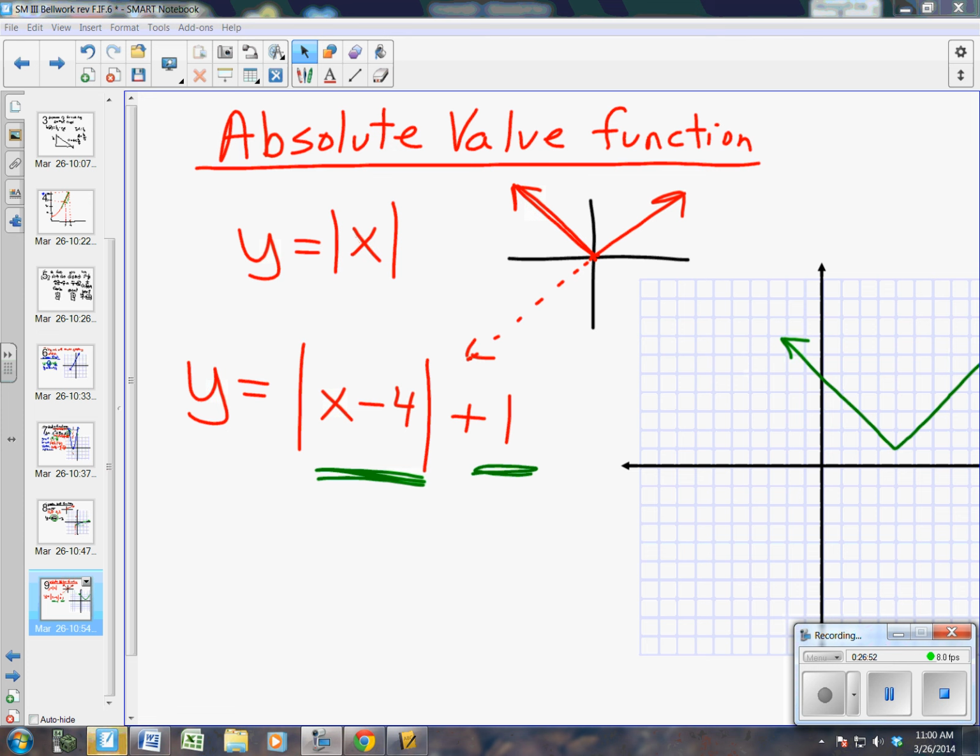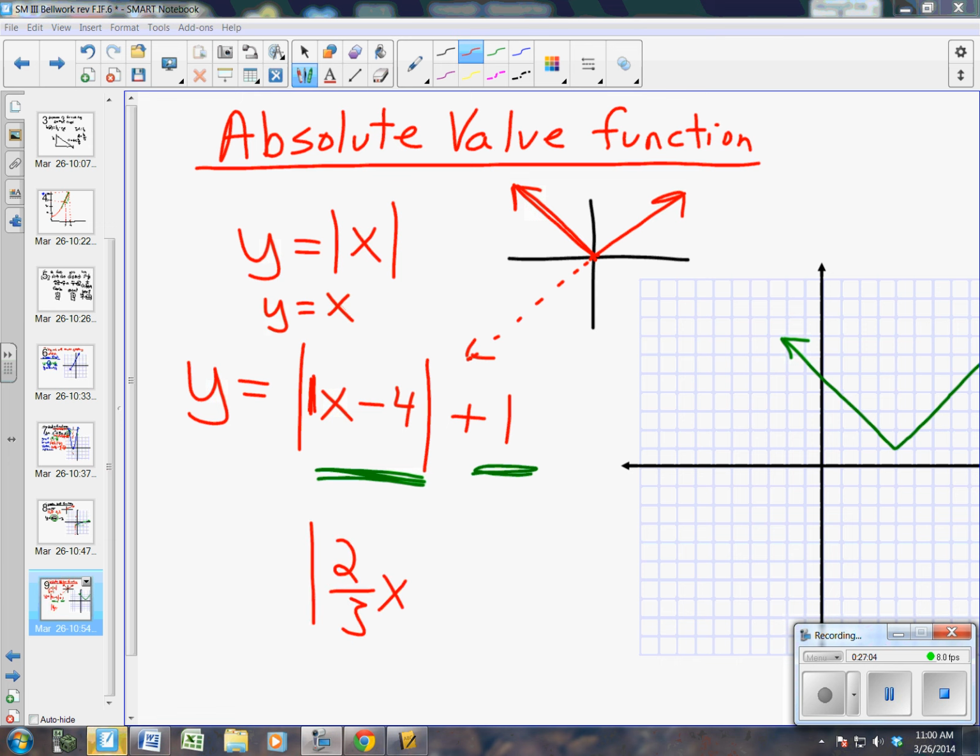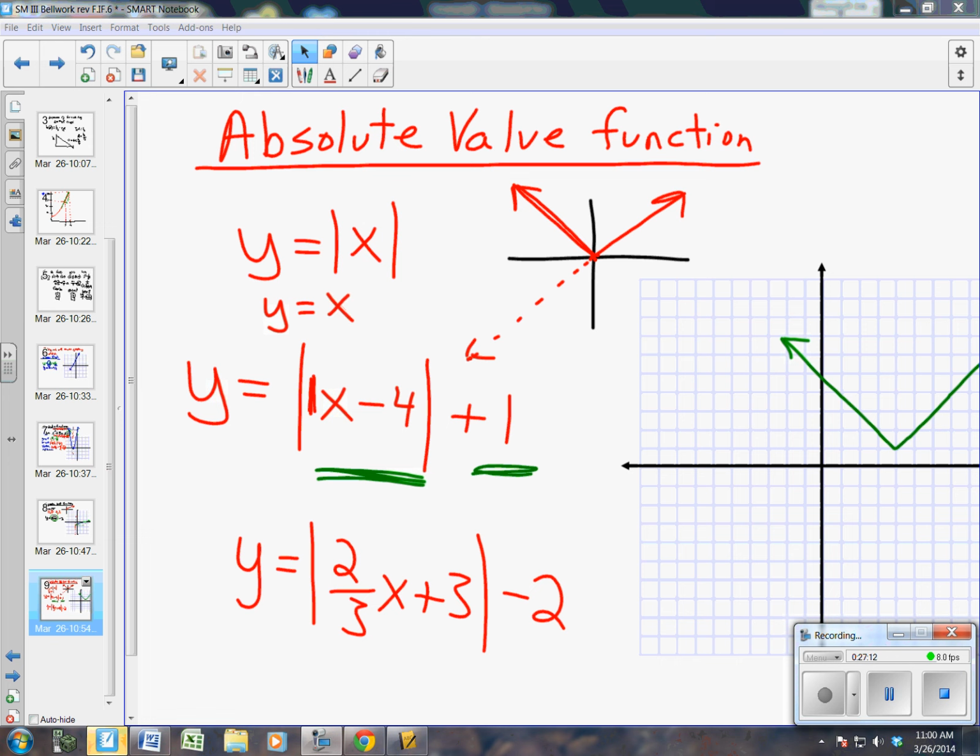How do I know the slope is 1? Because I know the parent function, because I know the coefficient of this x right here is 1. So if I had something like 2/3 x plus 3 minus 2, my slope would be up 2 and over 3.